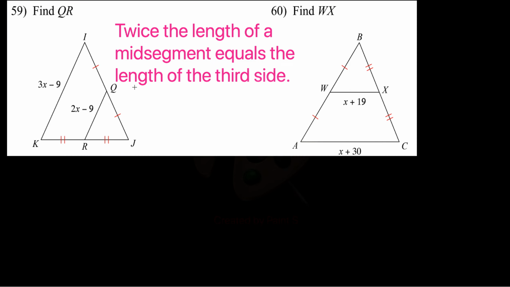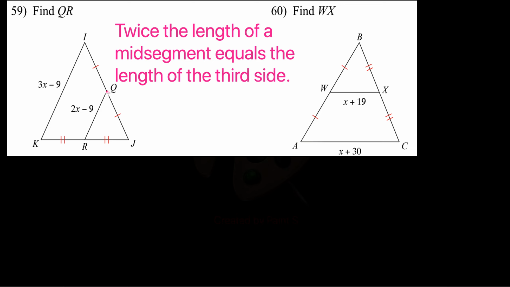In this case, we just really need to know how to apply the mid-segment theorem, which says that twice the length of the mid-segment equals the length of the third side. So we need to know, in order to understand this, what a mid-segment is. A mid-segment is a segment that connects the midpoints of any two sides.